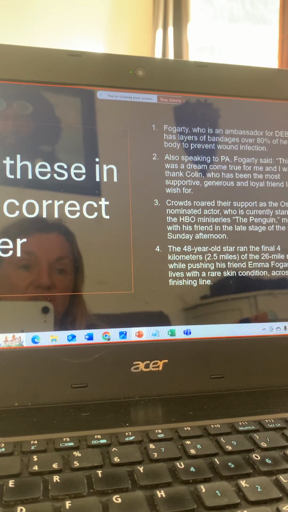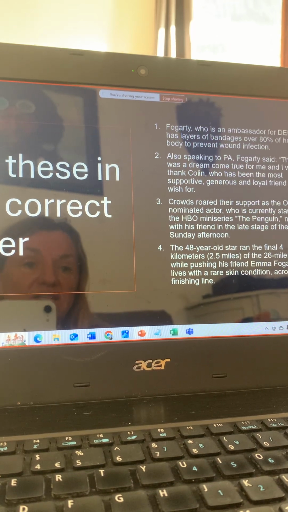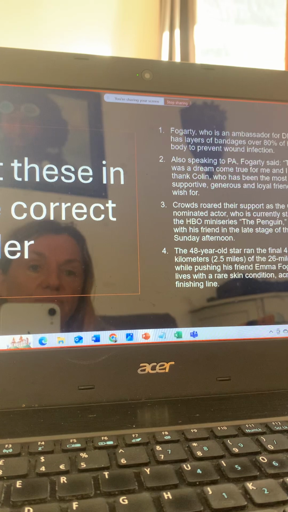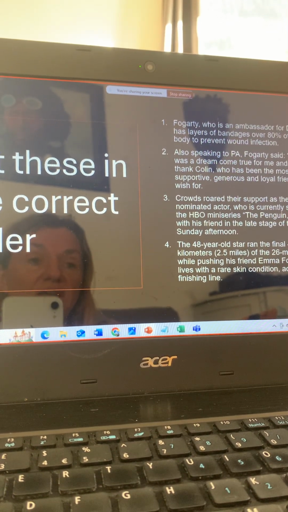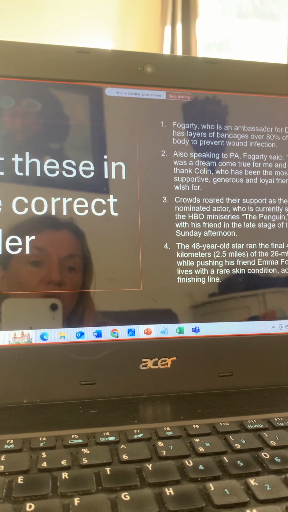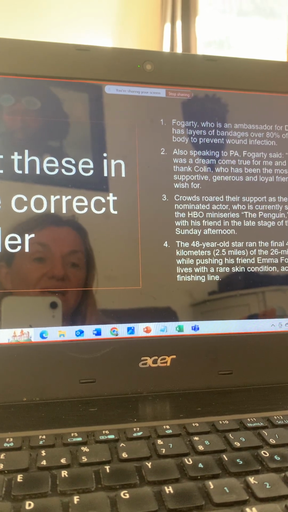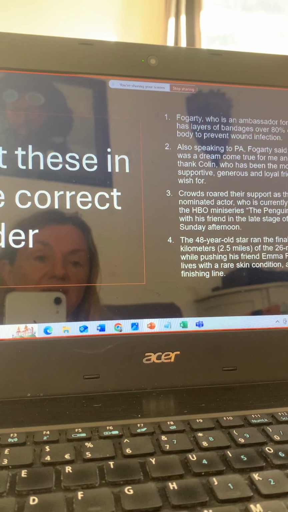Also speaking to PA, Fogarty said, "This was a dream come true for me, and I want to thank Colin, who has been the most supportive, generous, loyal friend I could wish for." Crowds roared their support as the Oscar-nominated actor, who is currently starring in the HBO miniseries The Penguin, met up with his friend in the late stage of the run on Sunday afternoon. The 48-year-old star ran the final 4 kilometres, of the 26-mile race while pushing his friend Emma Fogarty, who lives with a rare skin condition, across the finish line.